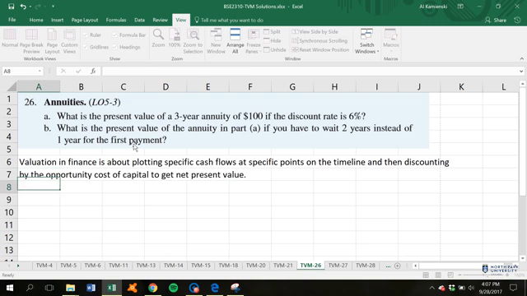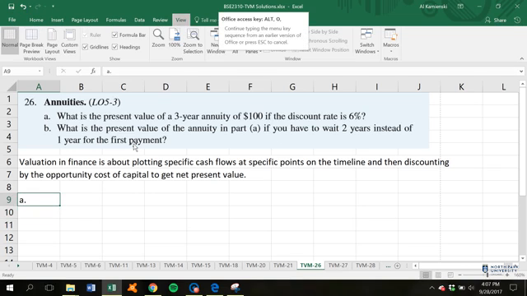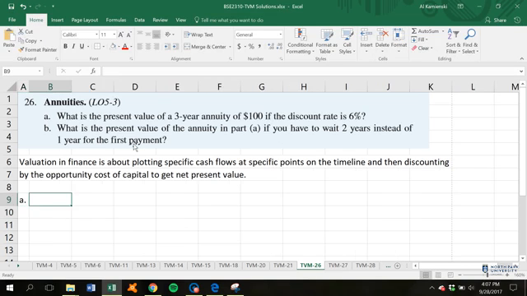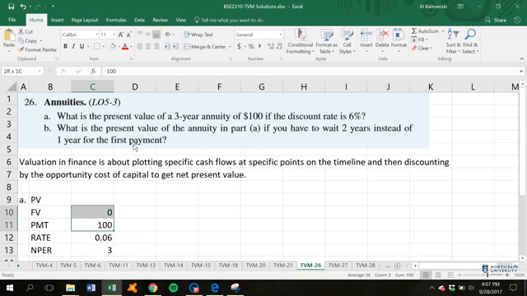So I'm going to show you how to do this a couple of different ways. Let's start with A here, and for A, it's asking for the present value of a 3-year annuity at $100 at the discount rate of 6%. Present value, future value, payment, rate, and N per. We have a payment of 100. Our rate is 6%. The number of periods is 3. And there is no future value, and so we're just solving for a basic present value.